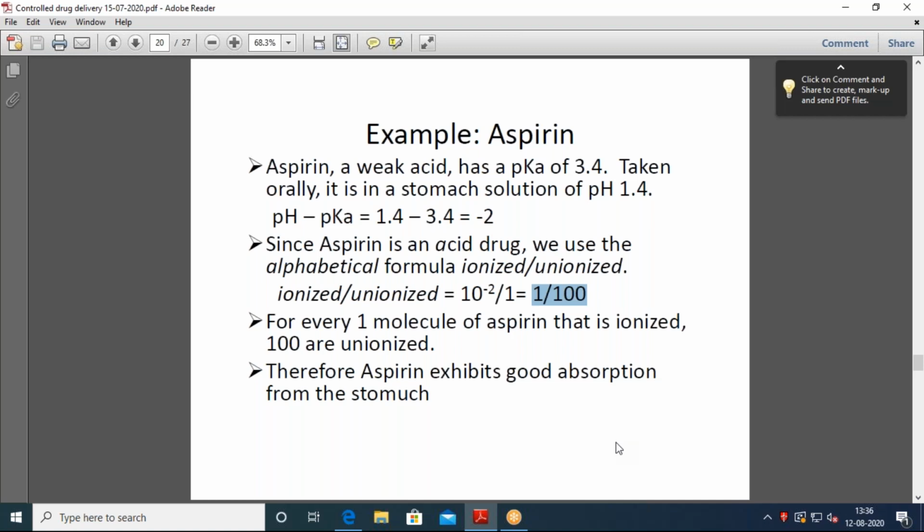So that is the reason we say it, because 99% of it is unionized. That's the reason why we say acidic drugs are absorbed from the stomach. That's the only reason, not because of solubility, as one of you said. It's mainly determined by the extent of ionization, which is what is seen here, the ionized to unionized species.